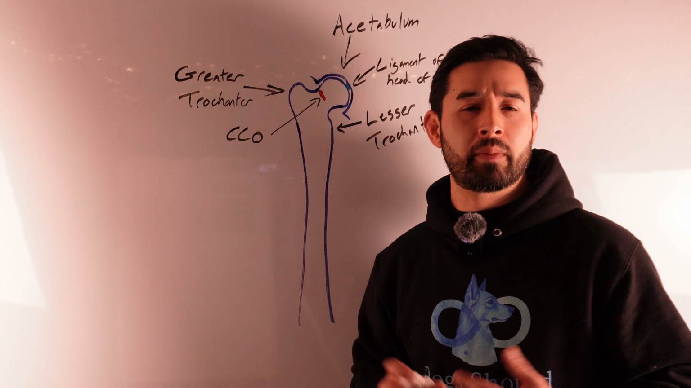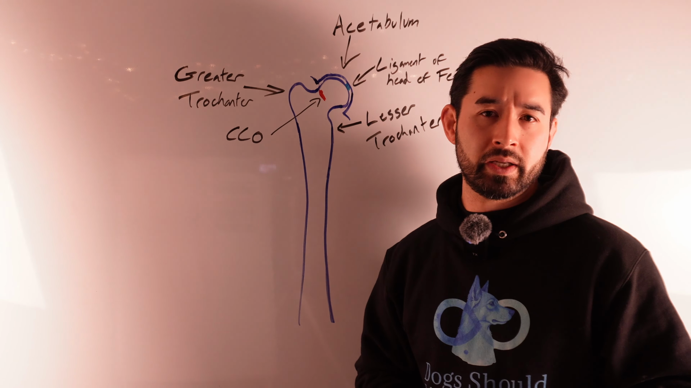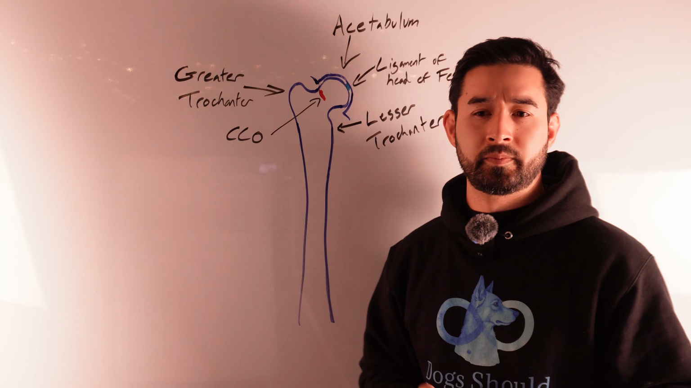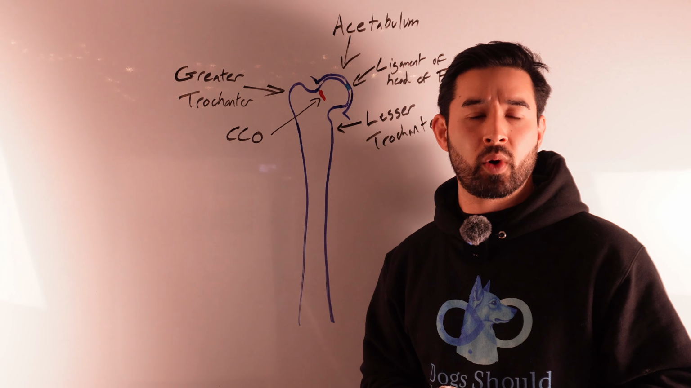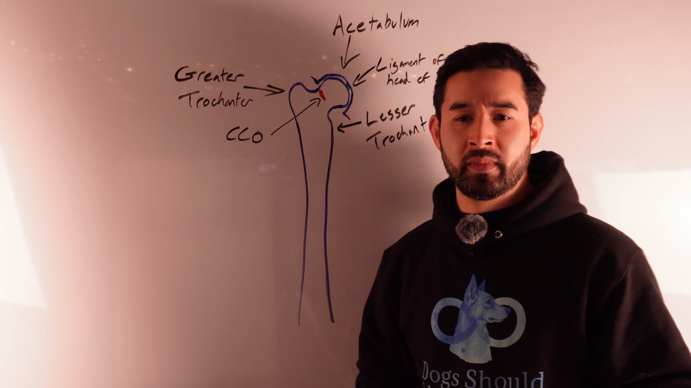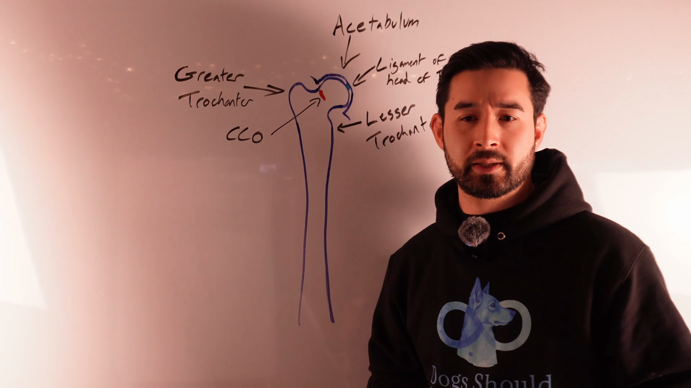And the better you can treat that problem, the sooner you can treat that problem, the better long-term outcome you're going to get at preventing things like osteoarthritis. So what else can you do? Weight management is one of the most important things you can do to keep dogs healthy that have a CCO and are at risk for developing hip dysplasia and osteoarthritis.